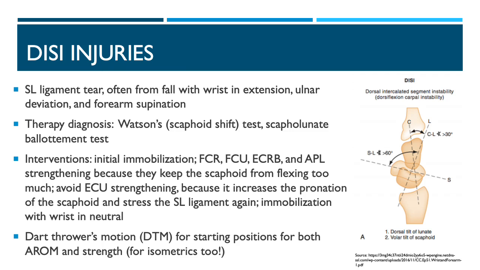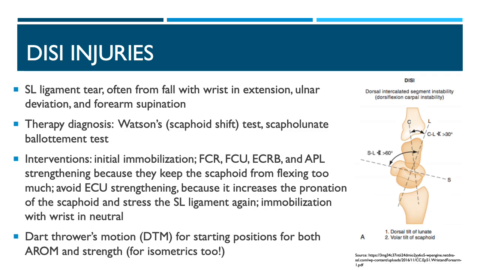The one thing that you really want to avoid strengthening is wrist extension with ulnar deviation. So that's your ECU, because that increases the pronation of the scaphoid. So it's kind of twisting the scaphoid within its spot, which is going to stress the SL ligament again. When you do immobilization, that's why you probably want to immobilize the wrist in neutral.